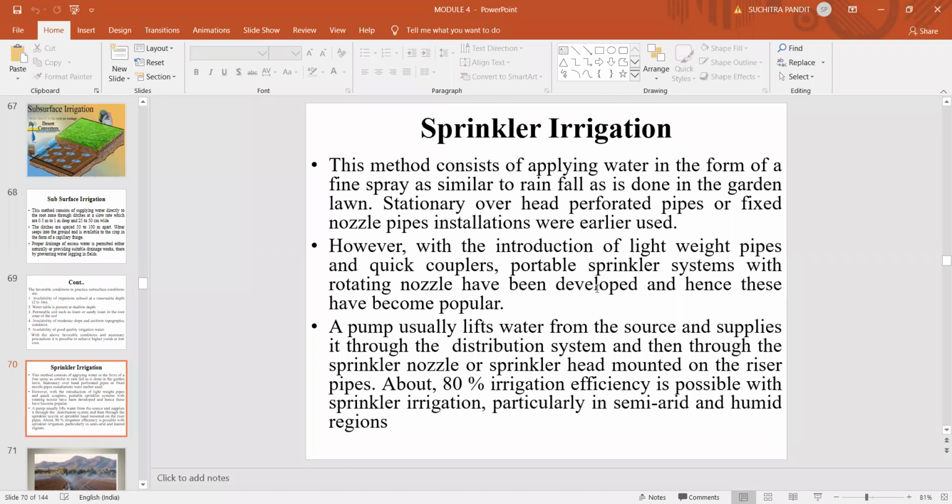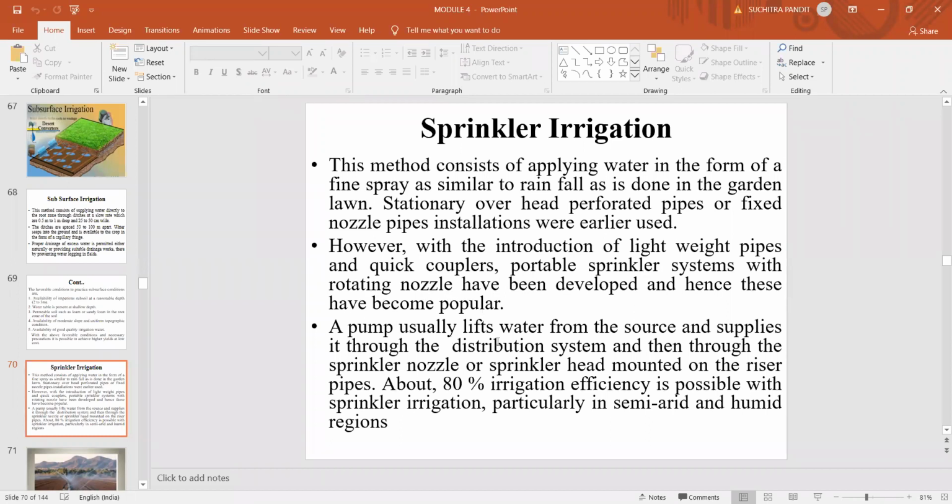So this is the latest method of irrigation. It has more efficiency when compared to the other irrigation methods. The only thing is the initial cost is very high, and it is power dependent. However, with the introduction of lightweight pipes and quick couplers, portable sprinkler systems with rotating nozzles have been developed, and hence these have become popular.